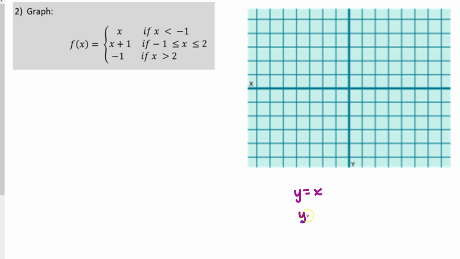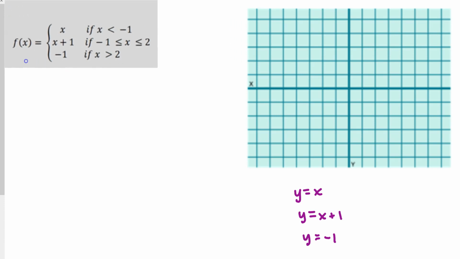The middle piece is a part of the line y equals x plus 1. And the bottom piece is a part of the line y equals negative 1. Now if you have y equals a constant, you know that's going to be a horizontal line. So we're going to have a piece of one line, a piece of another line, and a piece of another line. So let's go ahead and find some points on each piece.